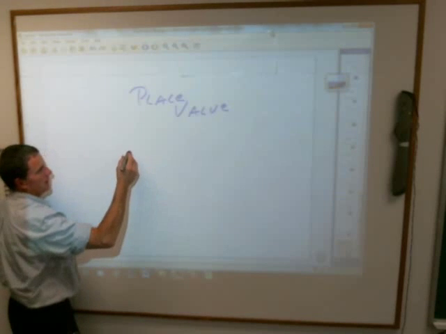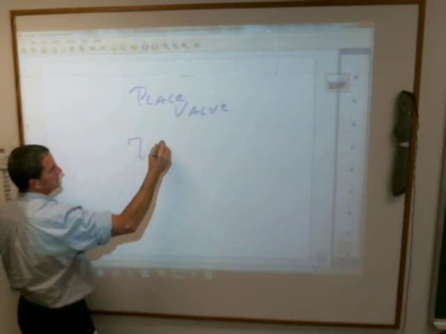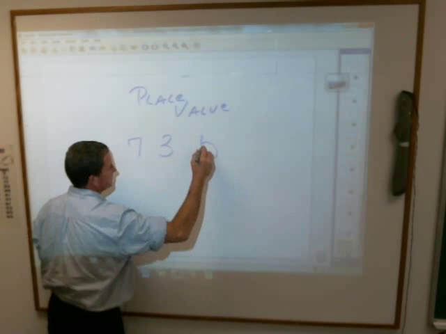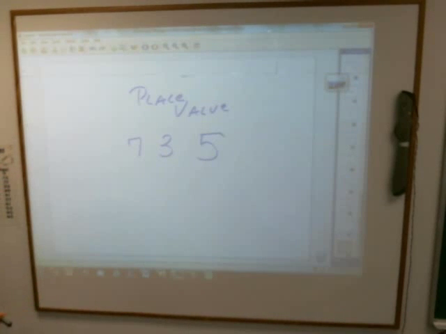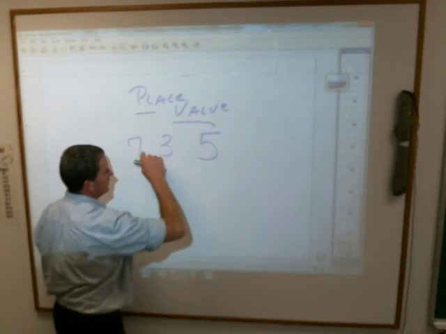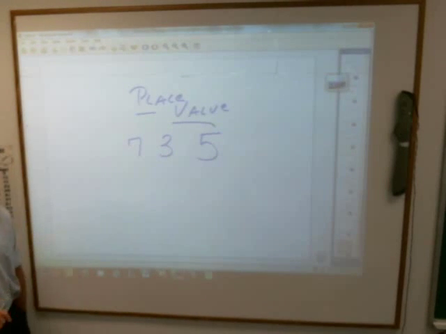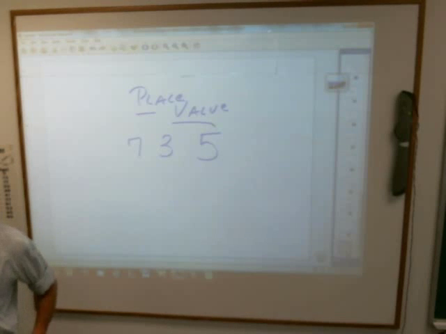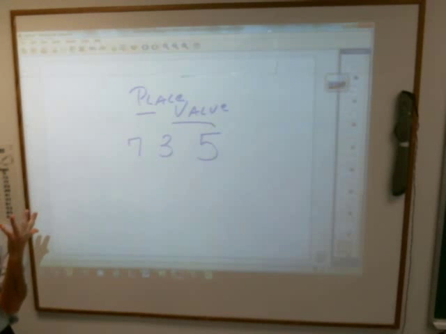Let's just do this here. 7, 3, 5. Place value means this. You know these 3 digits, right? 735. How much is 7? Well, if you hold up your fingers, this is 7. How much is 3? That's 3. How much is 5? That's 5.